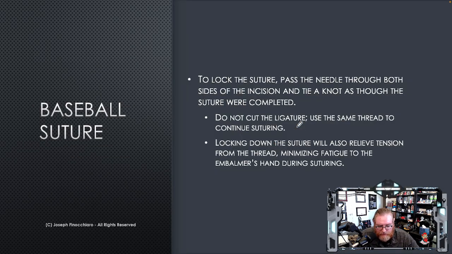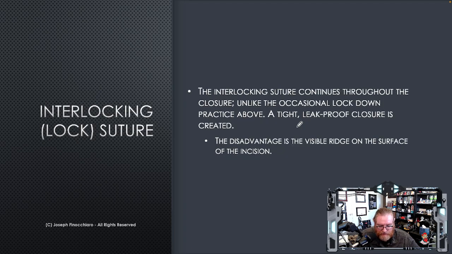To lock the suture, pass the needle through both sides of the incision and tie a knot as though the suture were completed. Do not cut the ligature. Use the same thread to continue suturing. Locking down the suture will also relieve the tension from the thread, minimizing fatigue to the embalmer's hand during suture.